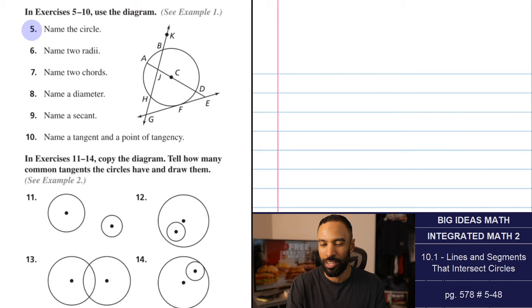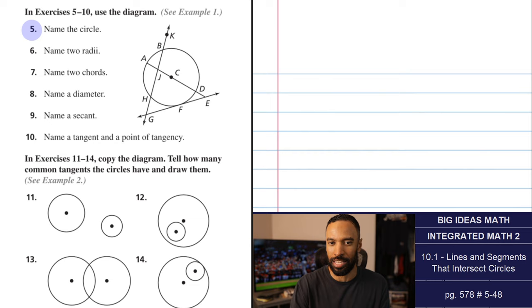Let's go ahead and dive into the official problem set. We got several to do here. We're going to go from numbers 5 to 48. Oh, it's not just page 578. Why did I only write that? It goes 578 to 580. Let me just update that. 578 to 580.